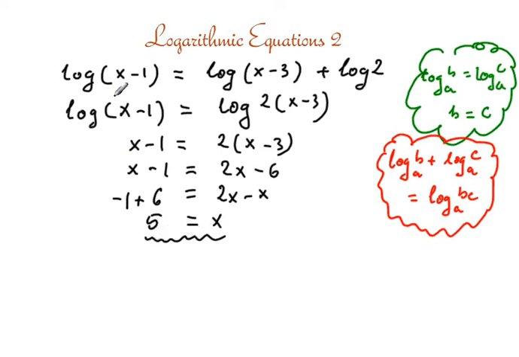Does it really work in this case? Restrictions: x minus 1 has to be greater than 0. This is what we need to check. And x minus 3 must be greater than 0. So whatever value you're going to use for x needs to generate a positive number. And it will, because 5 minus 1 is positive, and 5 minus 3 is also a positive number. So this is the correct solution to our equation.